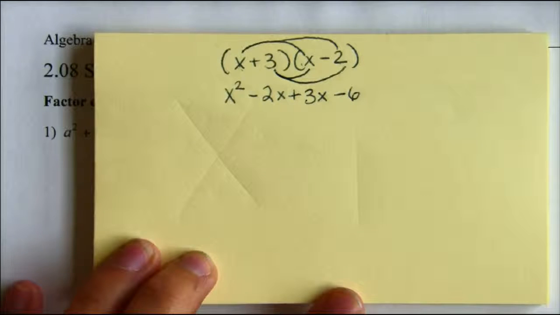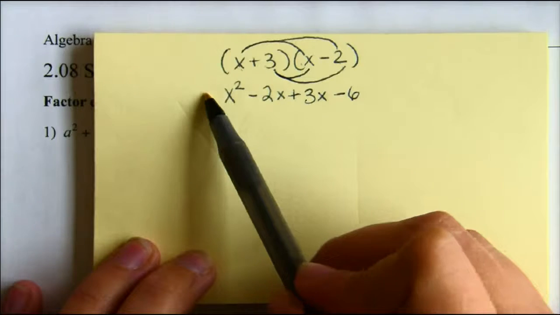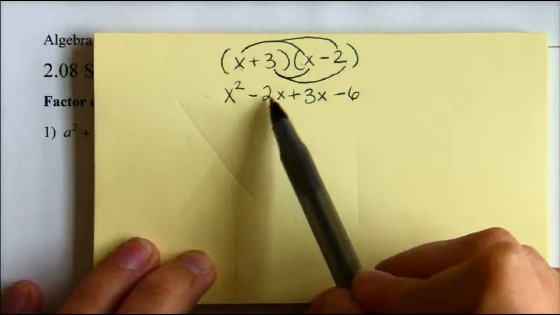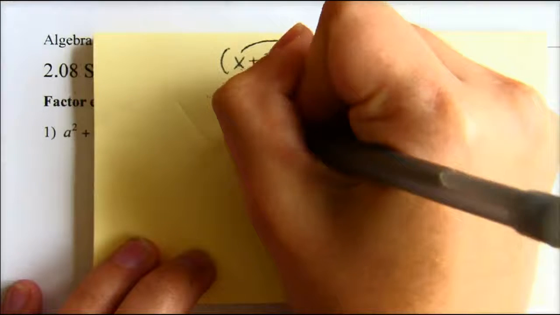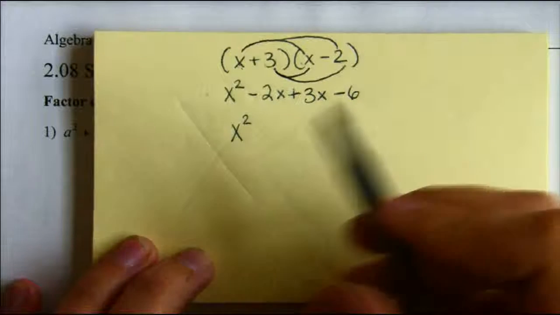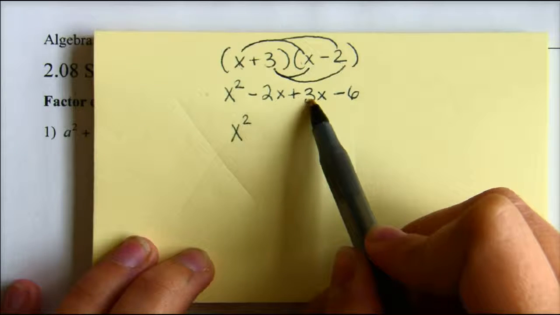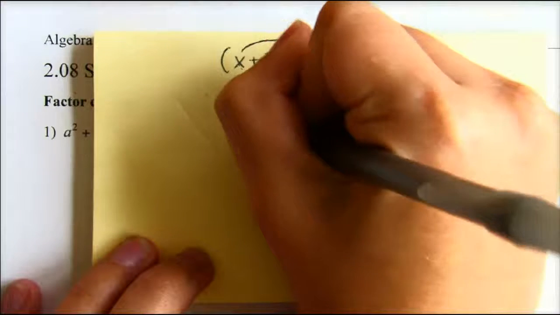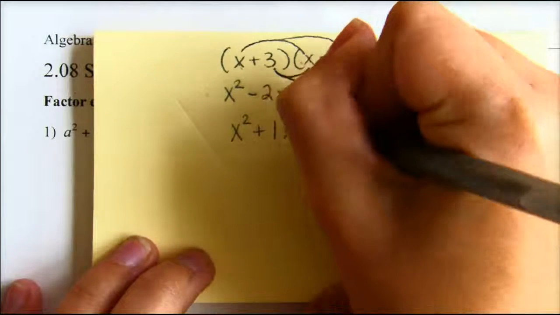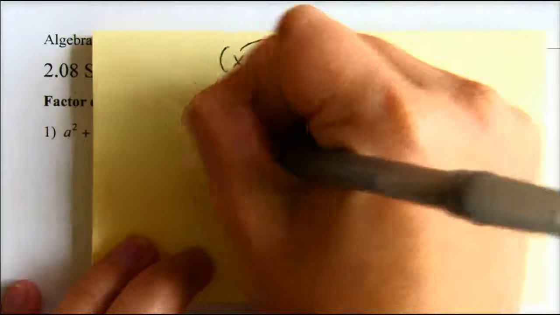Once I got to this point, I would now combine my like terms. So x squared stays the same. It has no terms to combine with. A negative 2x plus a 3x would give me plus 1x, and then a minus 6 at the end, and I would be done.